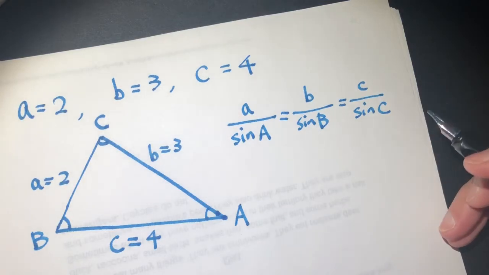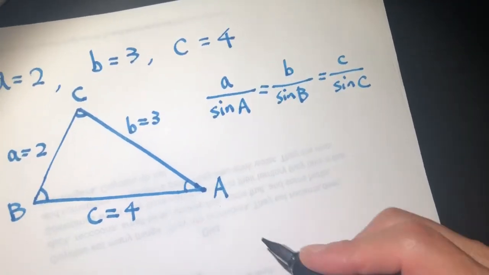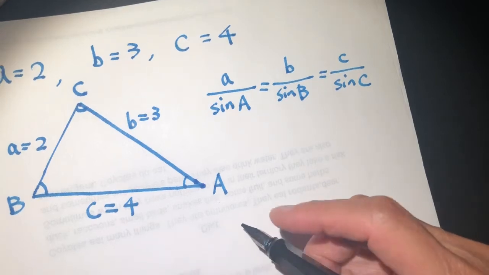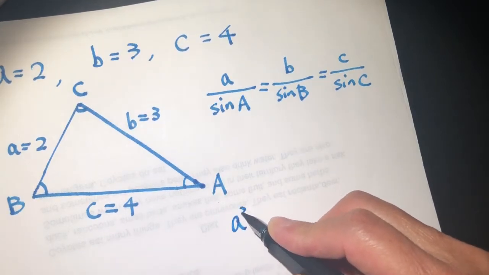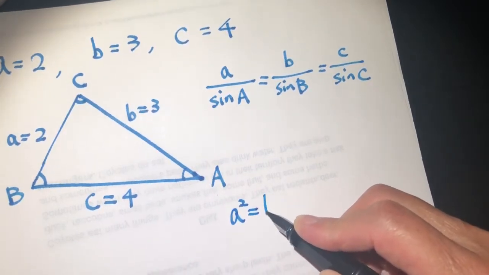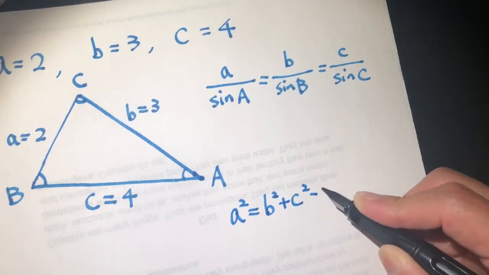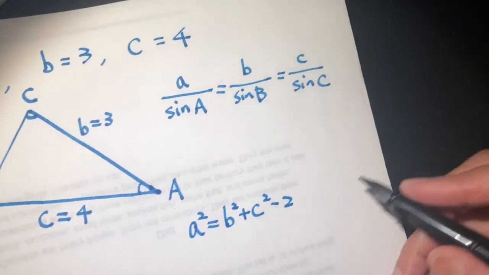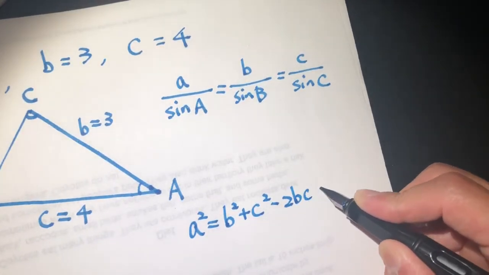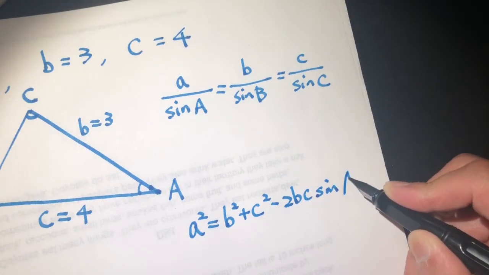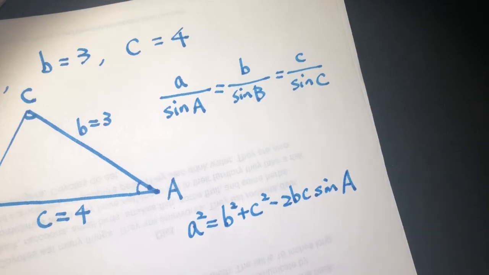Now let's take a look at the law of cosine. What is law of cosine? A squared equal to B squared plus C squared minus 2BC cosine A.